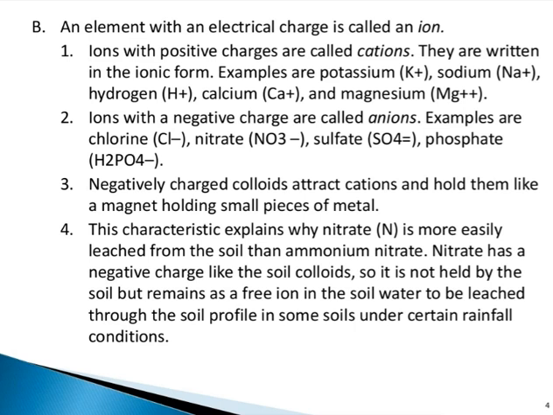Then what is an anion? An ion with negative charge is called an anion. Examples of anions are chloride, that is Cl-, nitrates NO3-, sulfates SO4 2-, then phosphate H2PO4-. These are called anions. Negatively charged colloids attract cations and hold them like a magnet holding small pieces of metal.